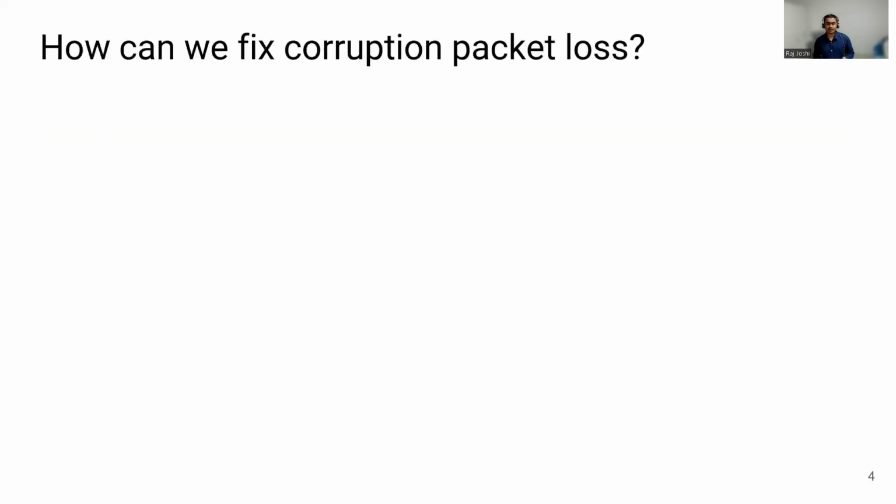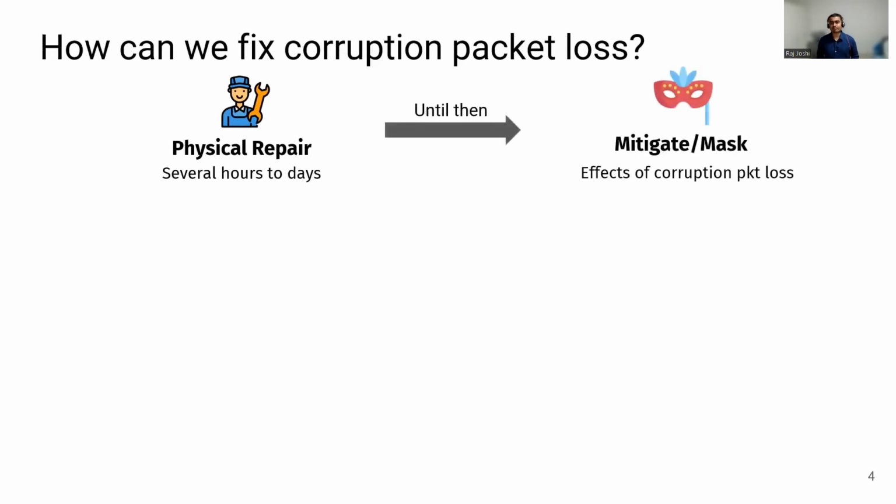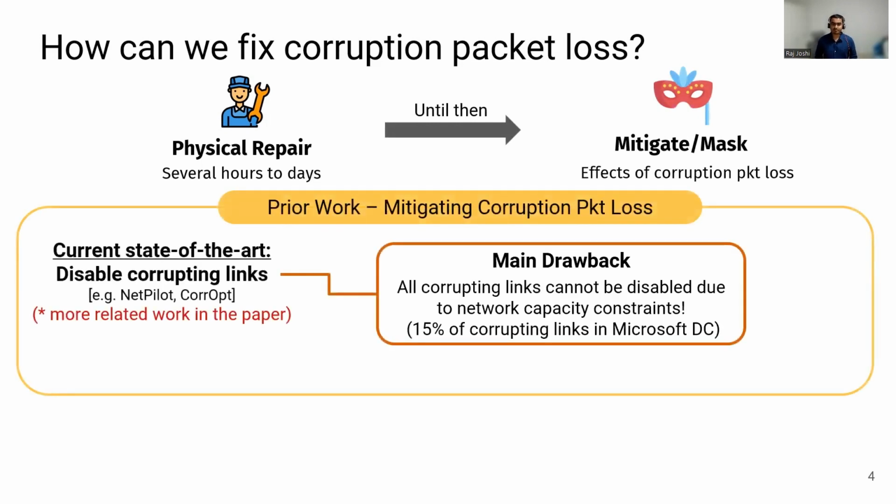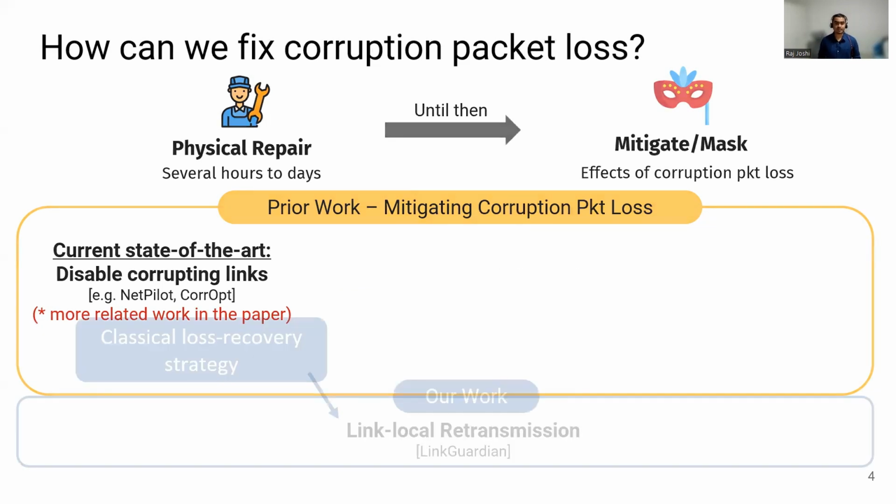So how can we fix corruption packet loss? Well, performing a physical repair of the link that is corrupting packets is the only true way to fix corruption packet loss. But this can take between several hours to days. And until then, what we can do is mainly to mitigate or mask the effects of corruption packet loss. Now, there has been some prior work to mitigate corruption packet loss, the state of the art approach being to disable the corrupting links. Now, the main drawback of this approach is that all the corrupting links cannot be disabled due to network capacity constraints. Data from Microsoft Data Center shows that about 15% of the corrupting links cannot be disabled.